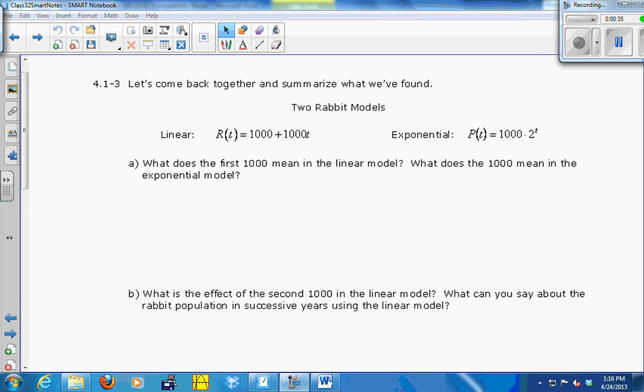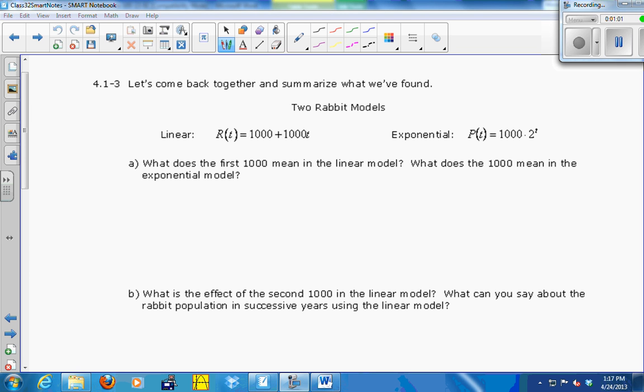Results? Okay, so in our 2 models, the first one is linear, 1,000 plus 1,000t, and that's the one where we increase the population by 1,000 rabbits every year. And we know it's linear because it has the form y equals mx plus b, and it has a constant rate of change, which is the definition of a linear function.